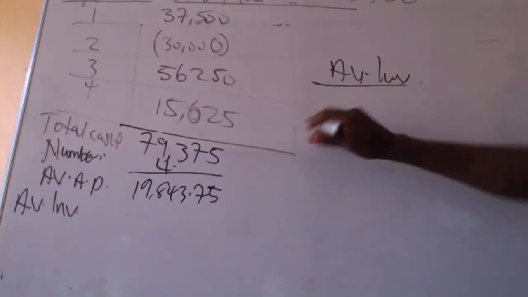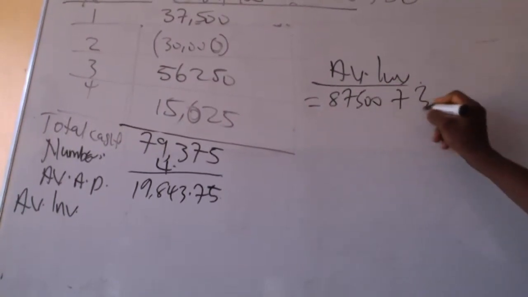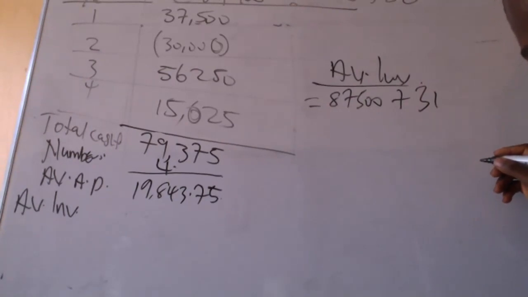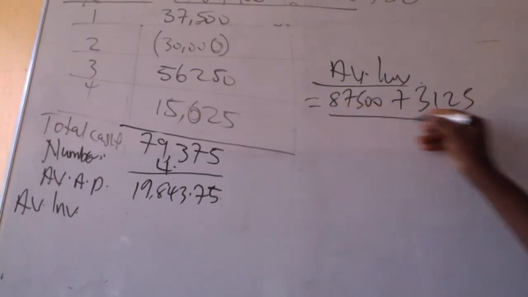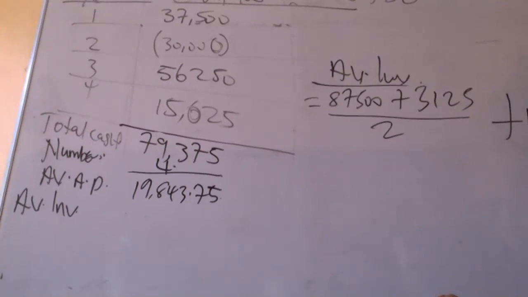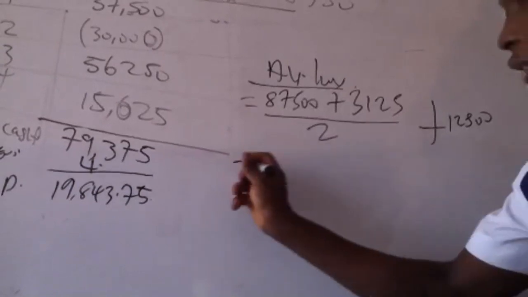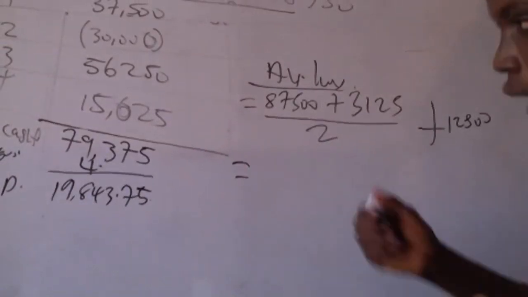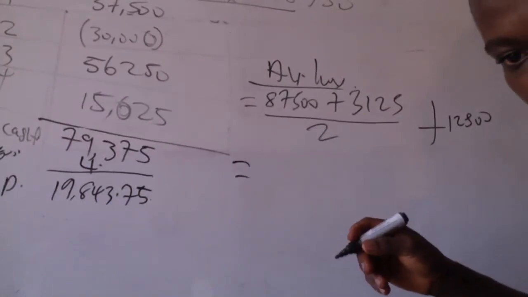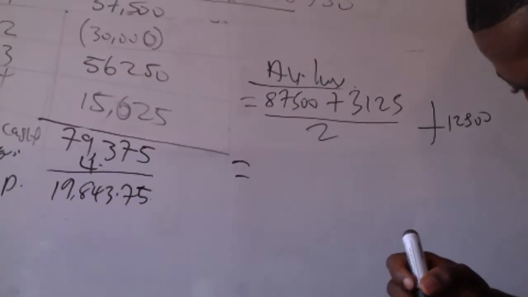So average investment will be the cost of investment 87,500 plus the scrap value 3125, right? So all this divided by 2 plus the 12,500. Good. So that is it. So the average investment will be, thank you, I like your answer. Your answers were right. I was getting like 43, which was far below the acceptable.